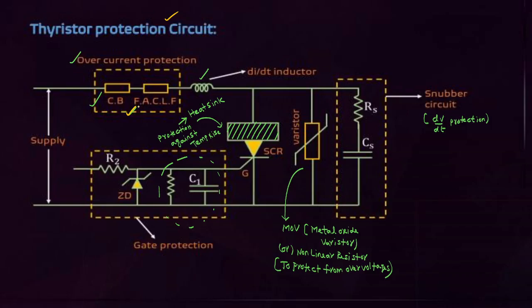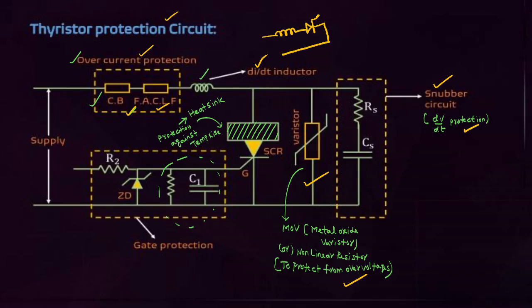The circuit breaker and fast acting current limiting fuse. Very important. Circuit breaker and fast acting current limiting fuse, FACLF, are used for overcurrent protection. An inductor connected in series with SCR is used for di by dt protection. Very important. Next, snubber circuit is used for dV by dt protection. What is the purpose of using the snubber circuit? Then MOV, metal oxide varistor, or thyrector, or non-linear resistor, is used to protect from over voltage.